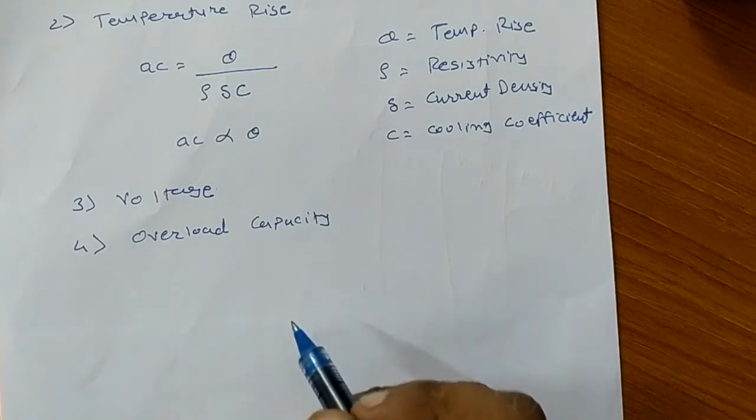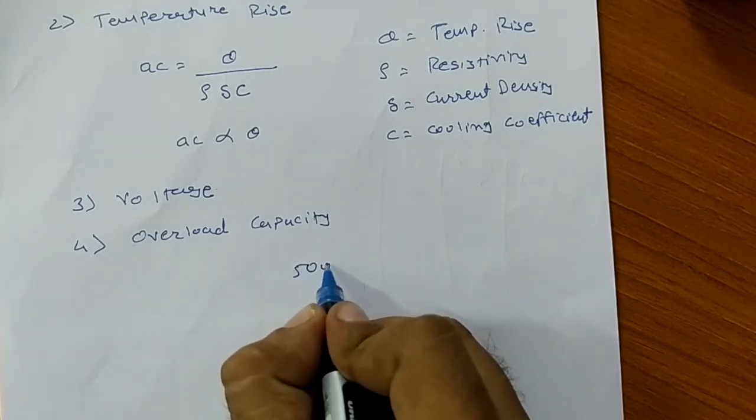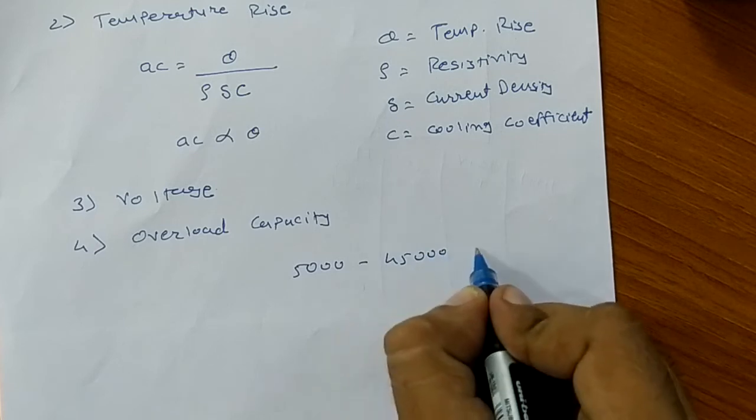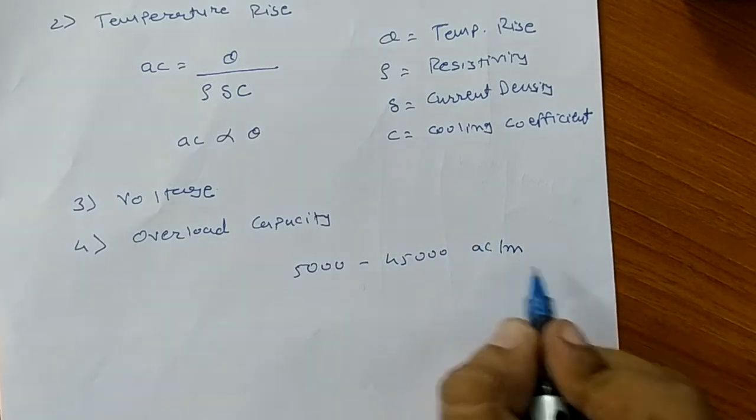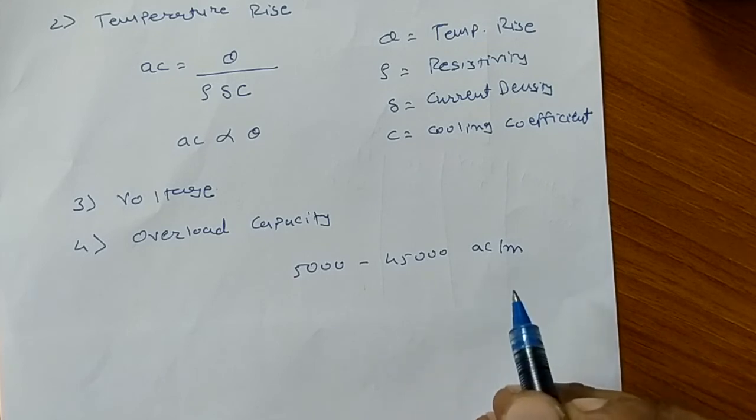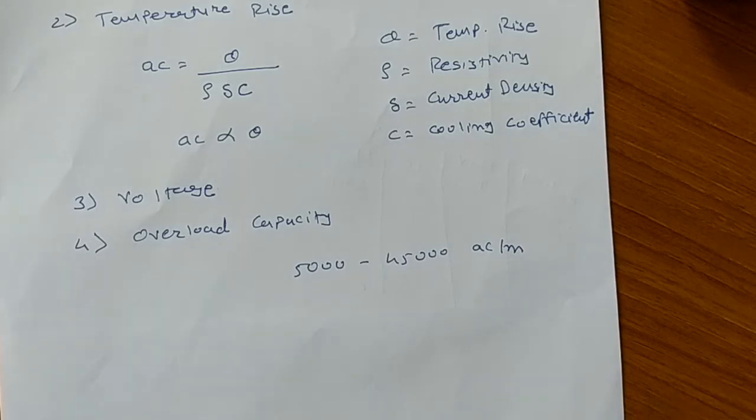So generally the value of AC will vary from 5000 to 45,000 ampere conductor per meter, and that depends on the power rating. For various power ratings, what should be the value of AC and B average, that also we have discussed in the last lecture. That you need to remember.